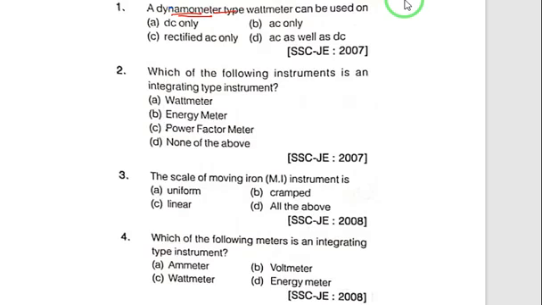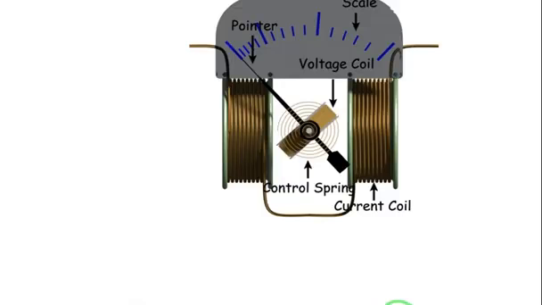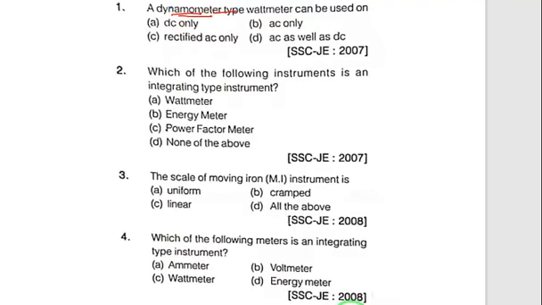Before going to this, let me explain what is dynamometer. Just have a look at this one. This is the dynamometer. There are two current coils and one moving coil inside, and whenever a current carrying conductor is placed in a magnetic field, here two current coils produce the magnetic field, and when we place a current carrying conductor in the magnetic field, it experiences a mechanical force, therefore the needle will move and show the deflection. Hope you understood. This is a control spring. That is about the dynamometer.